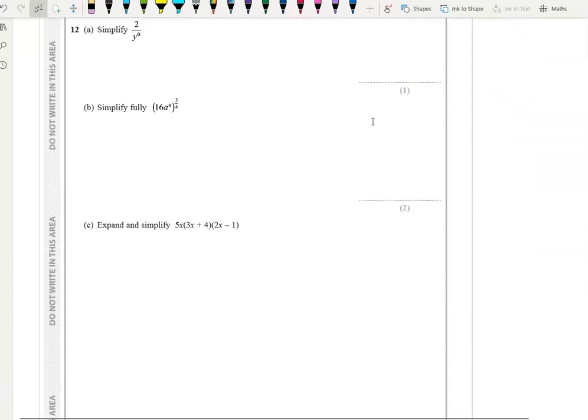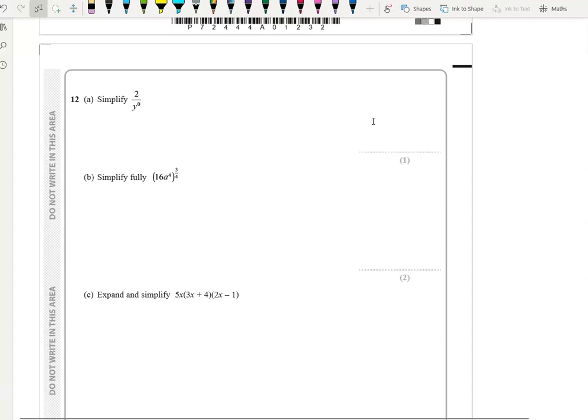Moving to question number 12. Okay, simplify 2 over y to the power 0. Any number to the power 0 is 1, so 2 upon 1, 2 divided by 1 is 2, so your answer is 2.